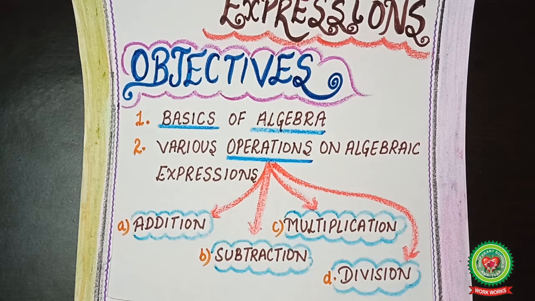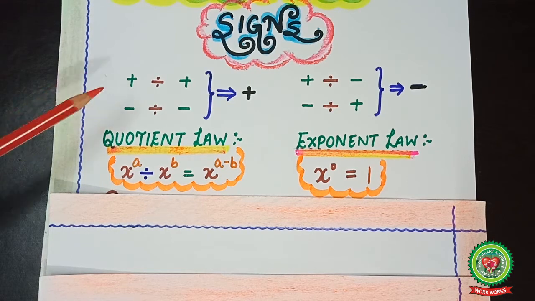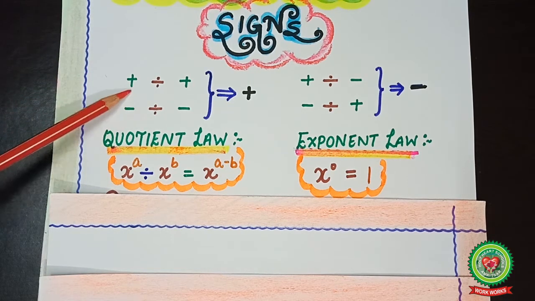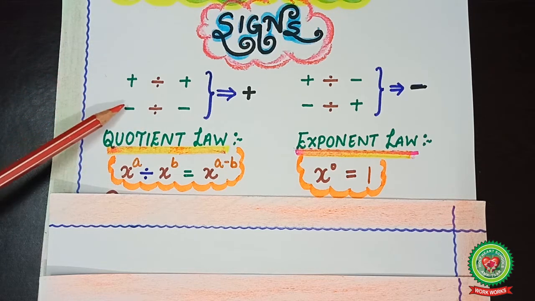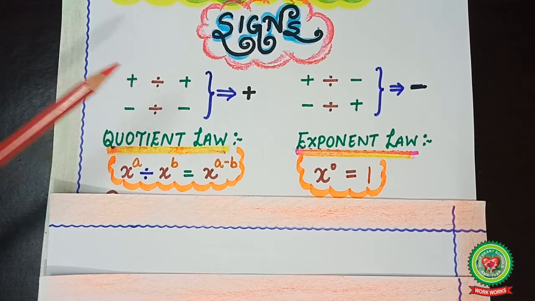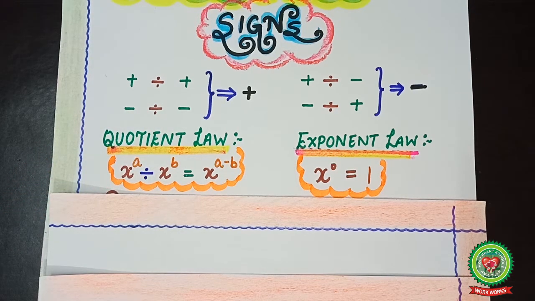So let's get started. But before starting our topic, students, we will quickly recall the signs and the various rules for signs, right? Here you can see that we have taken two like signs, that is plus and plus, and minus and minus. Whenever like signs get divided, they give us the answer as plus. Similarly, if we have unlike signs and they are getting divided, they will always give us the sign minus as the answer, right?